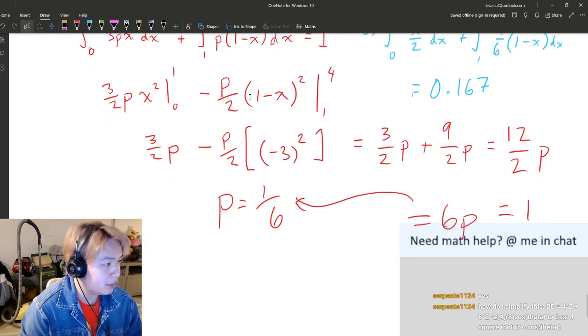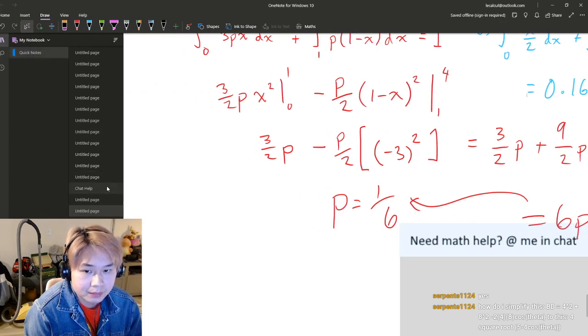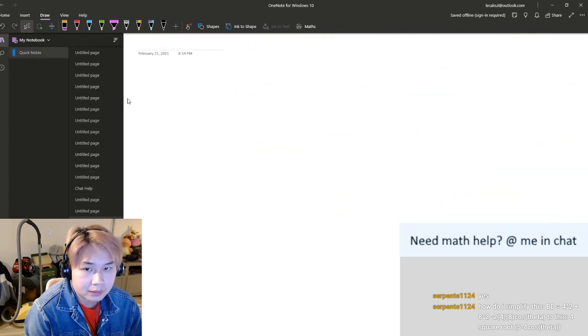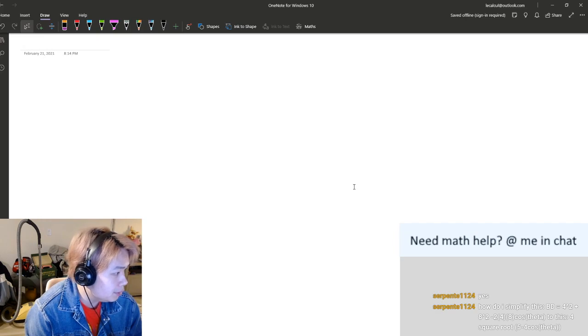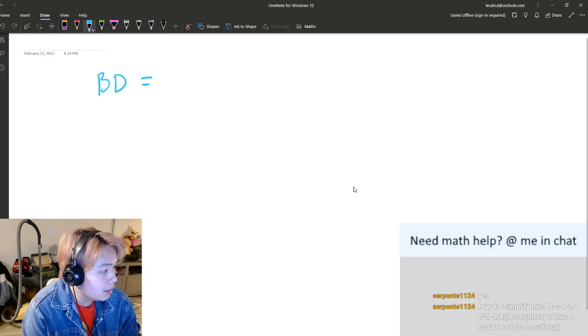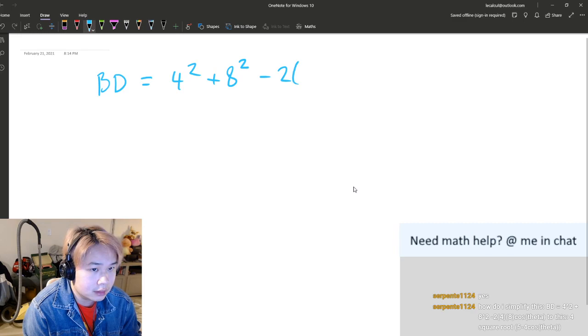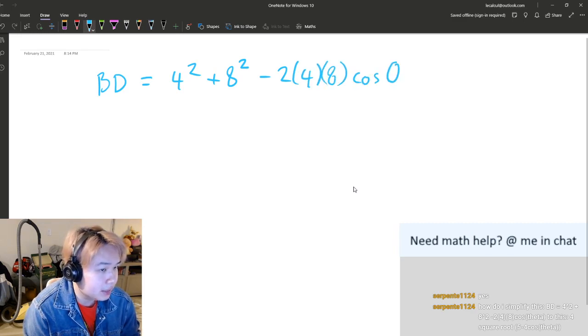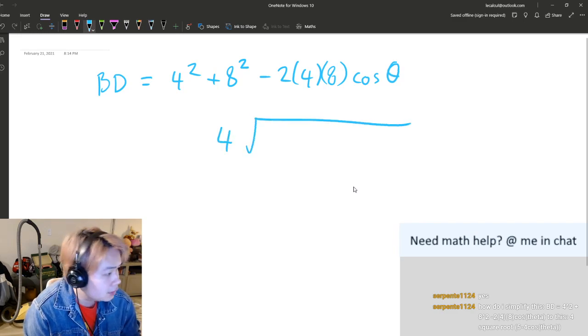But before I do, my first question of the night. How do I simplify this? BD is 4 squared plus 8 squared, minus 2 times 4 times 8 cosine theta to this. 4 square root 5 minus 4 cos theta.